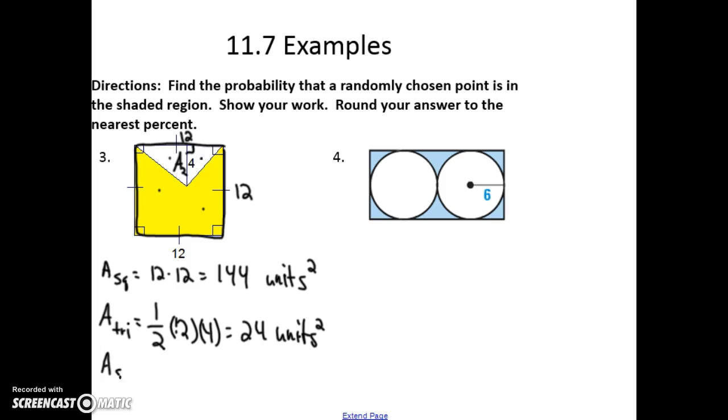And so this means the area of the shaded region would be, if I subtract those two, 144 minus 24, and I get 120 for the area of the shaded region. So that means I can finally say the probability that I'm looking for is 120, which is all the shaded region, over the total region, 144. When I divide 120 by 144, I get 0.8333 repeating, and just move the decimal over 2 spots to get 83%.